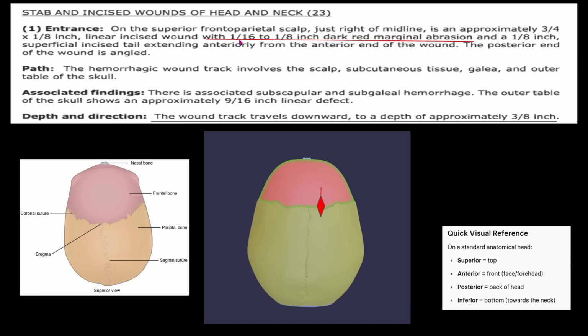It's only 3/4 of an inch by 1/8, and it's got a 1/16 to 1/8 inch dark red marginal abrasion and a 1/8 inch superficial incised tail extending anteriorly from the anterior of the wound. And the wound travels downward to a depth of 3/8 of an inch. This is going to be right on top of the head on the superior frontal parietal scalp, just right of the midline. So really right here. And it is just an incised wound, just a cut with a little bit of a tail right on top of the head.